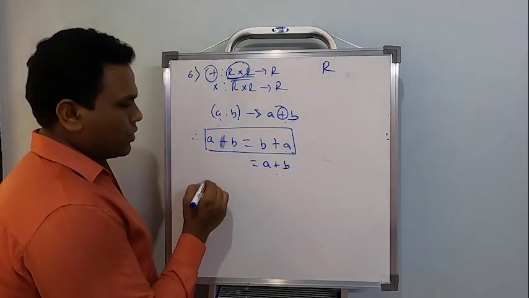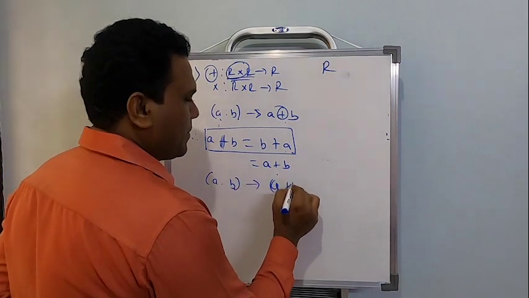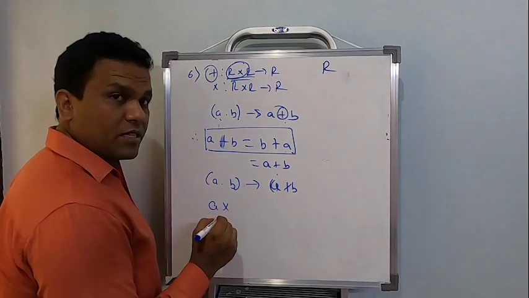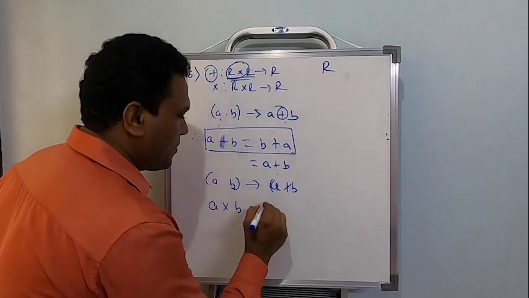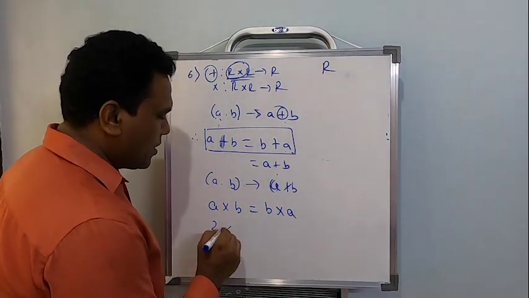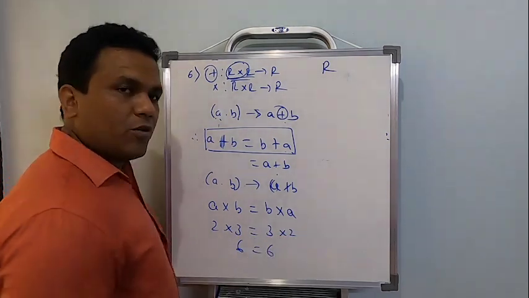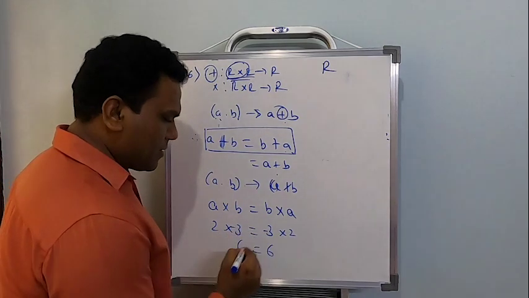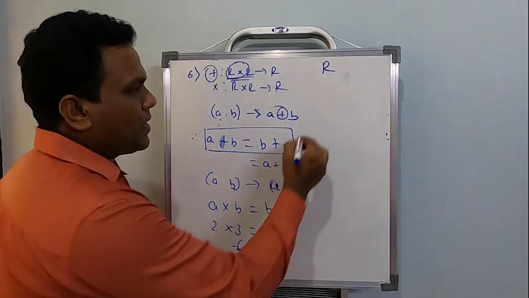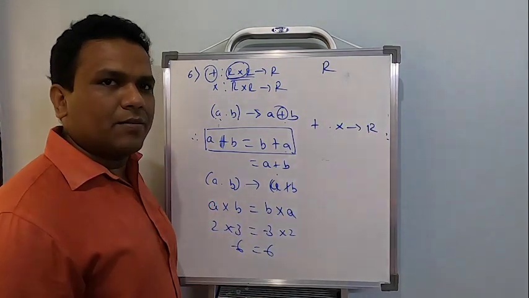Now what about multiplication? Now this will become A multiplied by B. Under multiplication, the commutative property is A multiplied by B equal to B multiplied by A. For example, 2 multiplied by 3 equal to 3 multiplied by 2. You can see both answers are going to be 6. Or you can go for negative numbers, still it doesn't matter. So that's the reason why we say addition and multiplication are commutative on the set of all real numbers.